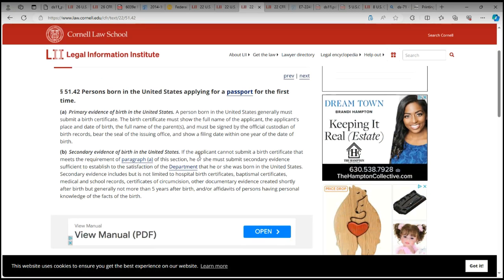Secondary evidence. If the applicant cannot submit a birth certificate that meets the requirement of paragraph A of this section, he or she must submit secondary evidence sufficient to establish to the satisfaction of the department that he or she was born in the United States. Secondary evidence includes, but is not limited to, hospital birth certificates, baptismal certificates, medical and school records, certificates of circumcision, other documentary evidence created shortly after the birth, but generally not more than 5 years after the birth.